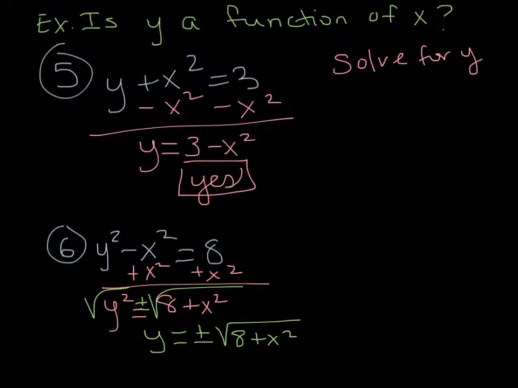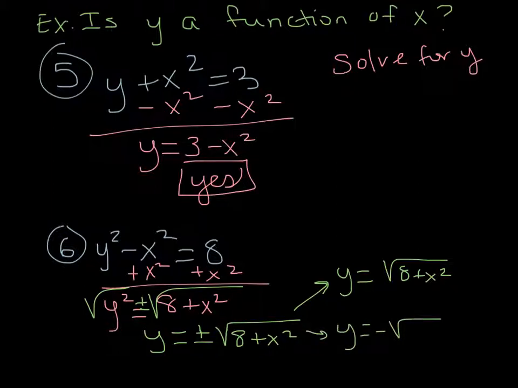So you can also think about it as, okay, I can write this as 2 equations. I can write it as positive square root of 8 plus x squared, or I can write it as negative square root of 8 plus x squared. So 2 possible things for y for each x value.